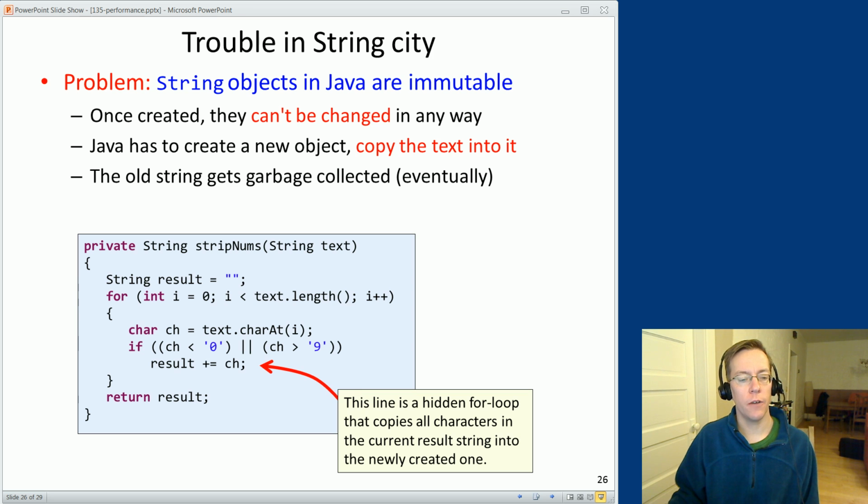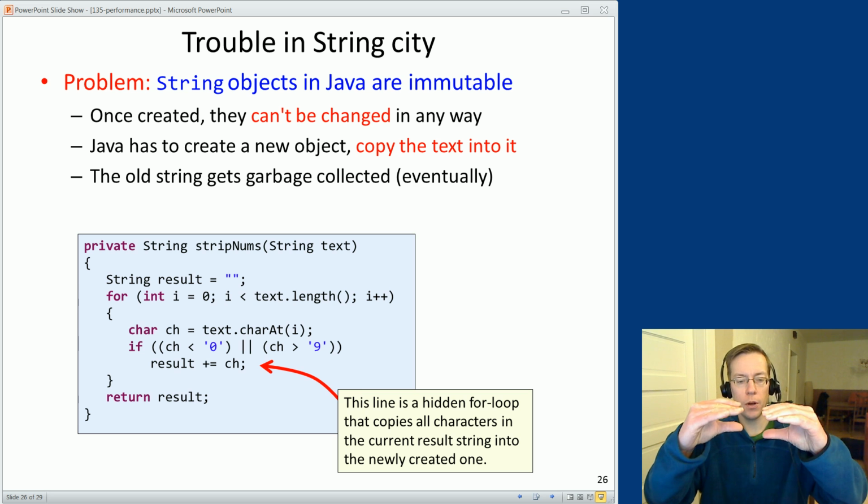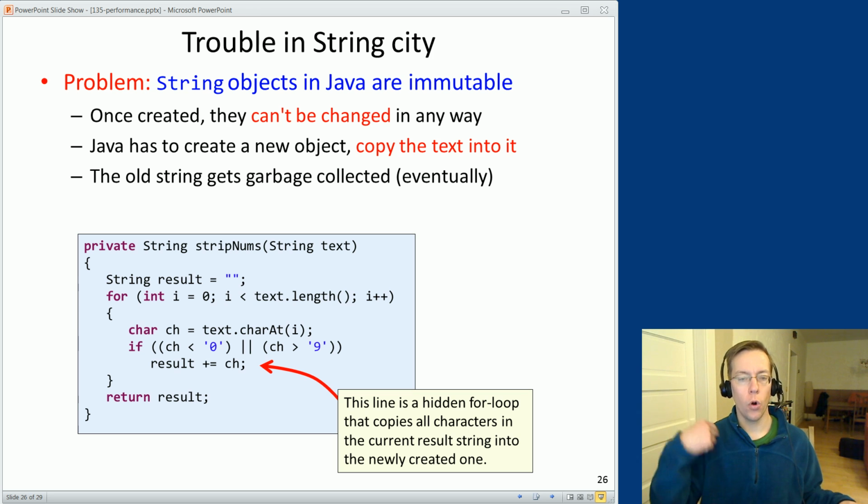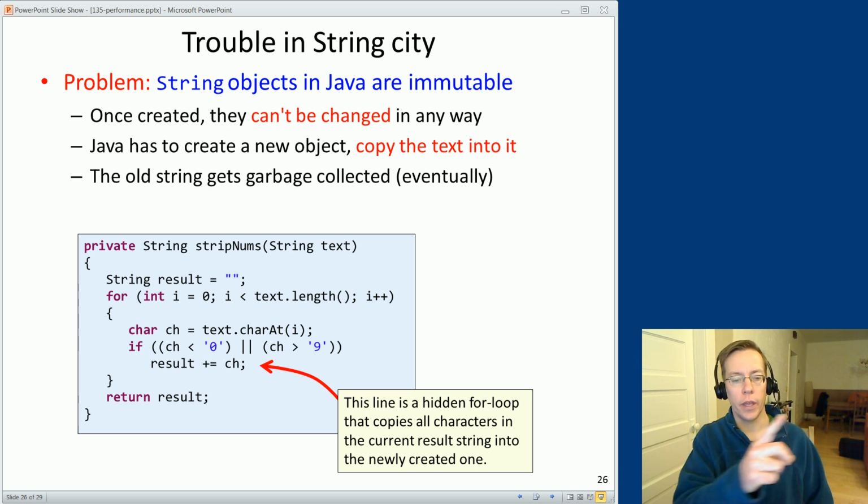What it's doing is every time it adds one character to that result variable, it has to take that old result variable, copy all the letters in it, add the new one on the end, and then throw away the old one. And that's quite expensive, and there's essentially a hidden for loop inside of that result plus equals that's actually going through and looping through all the characters and copying them all. So there's really a secret loop in there.